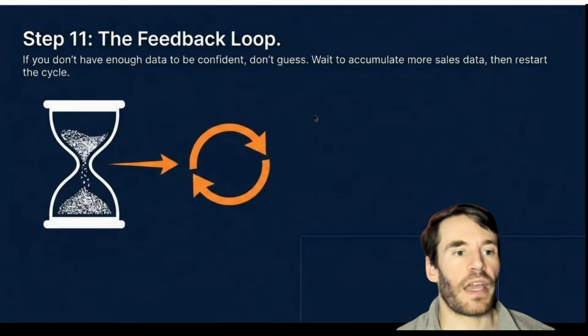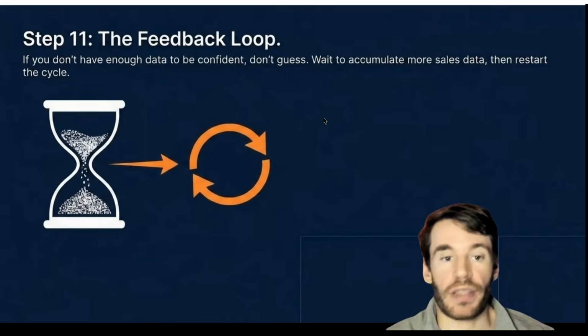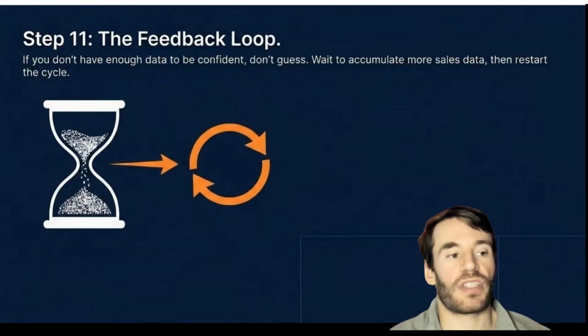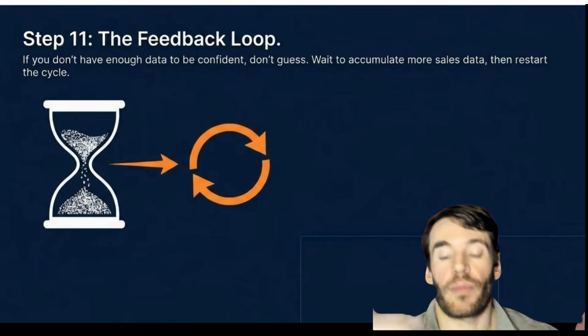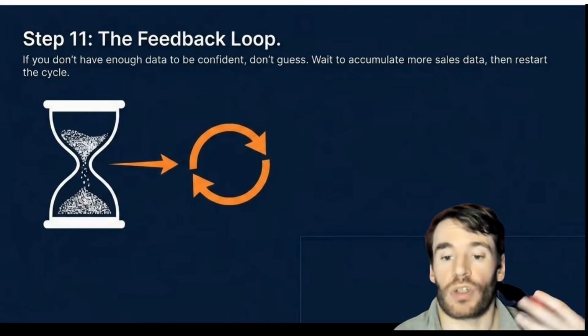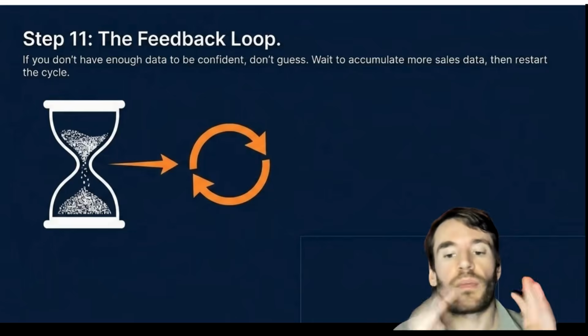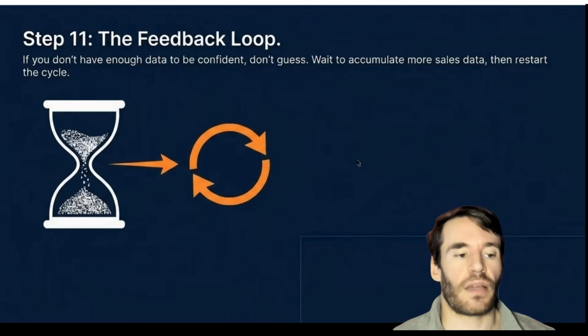And then there is the feedback loop. If you don't have enough data to be confident, don't guess. Wait to accumulate more sales data, then restart the cycle and wait more time, more weekly reports, so that you can add more data and optimize very well. And this is the way to do it.